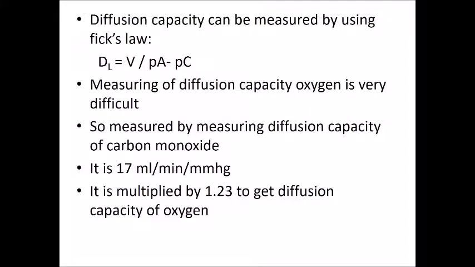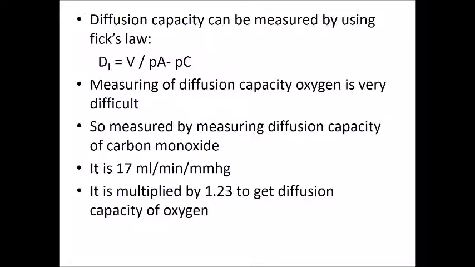Now question is how to calculate the diffusion capacity of any gas. So diffusion capacity can be measured by using Fick's law. In cardiovascular system lectures in cardiac output, you are using this Fick's law. Similarly, this Fick's law is applied here. So diffusion capacity is equal to volume divided by PA minus PC. So V is the volume of the gas, PA is the partial pressure of the gas in the alveoli, and PC is the partial pressure of the gas in the pulmonary capillary.